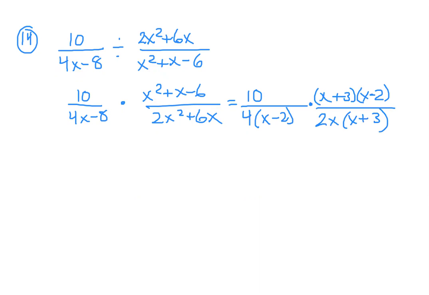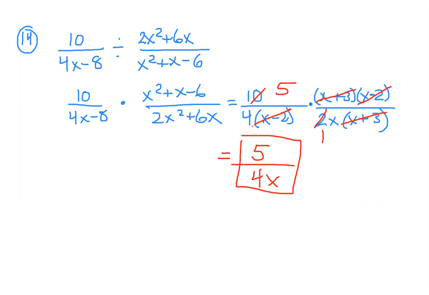And let's see what we can cancel. We can cancel x minus 2 and x minus 2. We can cancel x plus 3 and x plus 3. And what can we cancel here? We can say 2 goes into there once, 2 goes into there 5. And we're left with a 5 in the numerator and a 4x in the denominator. And that's our answer for number 14.